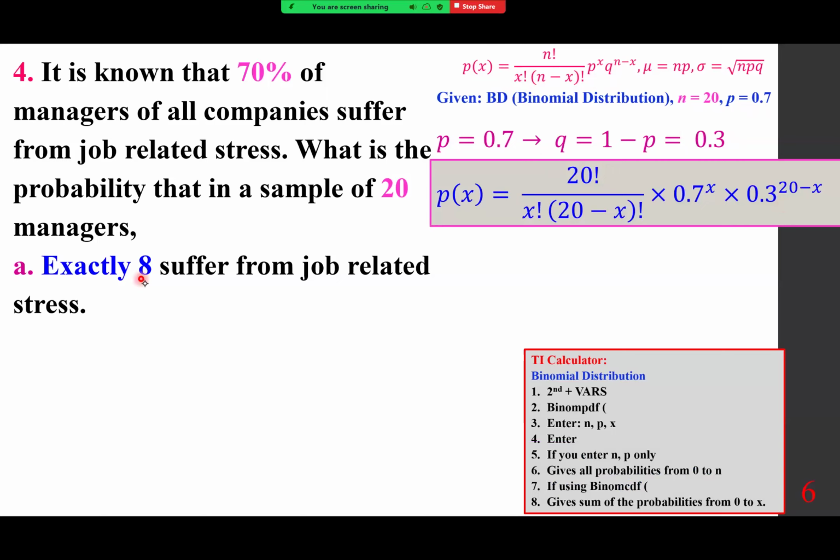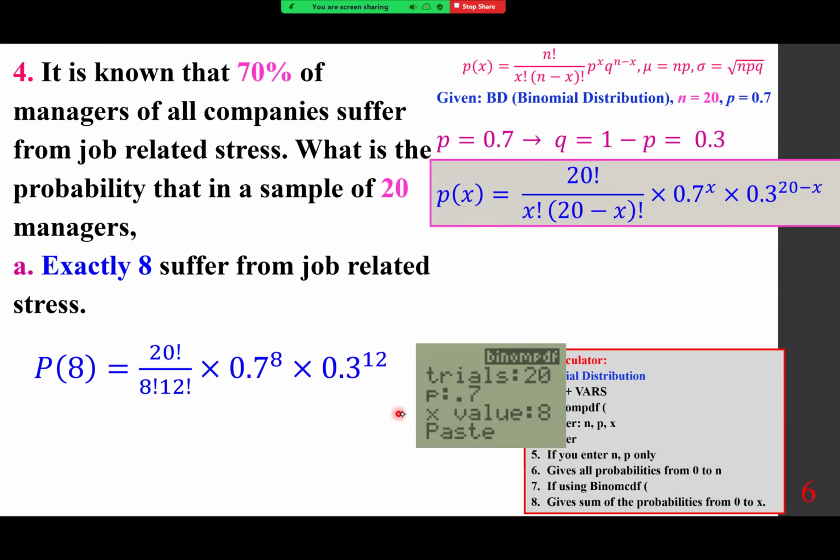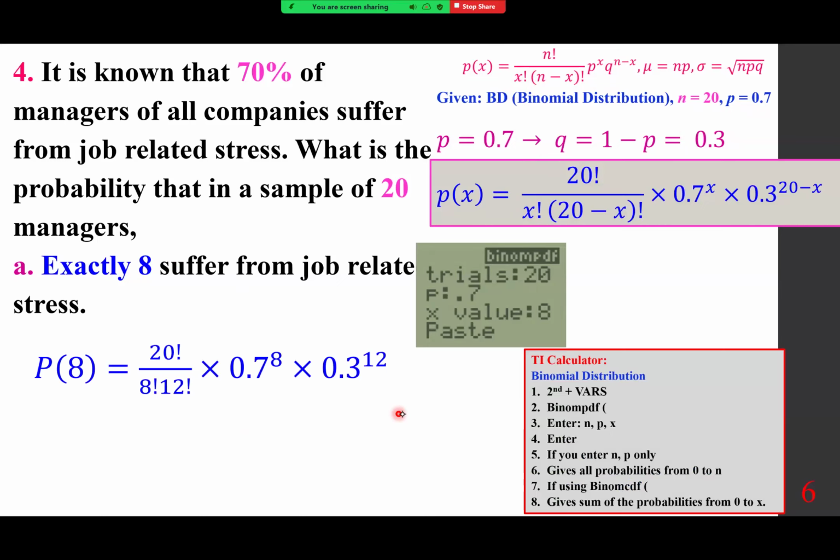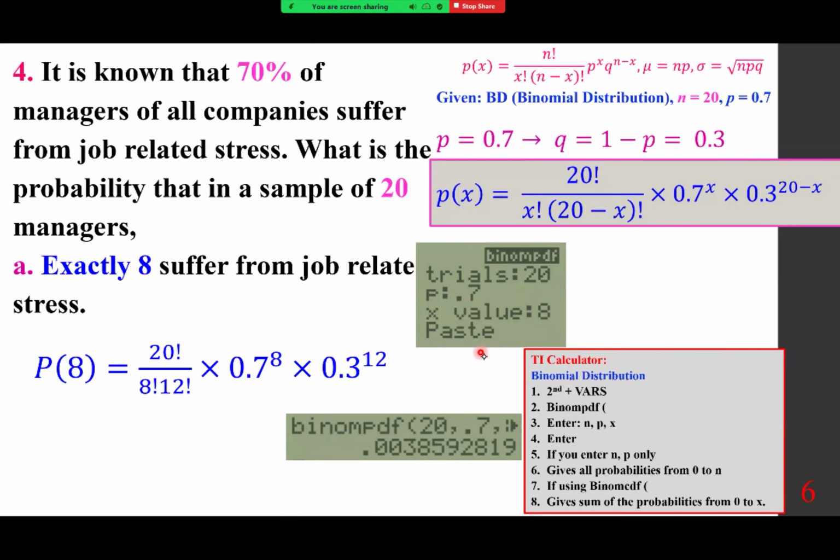Exactly 8. We are going to replace the X with number 8. So you do the math, or you can put this into a calculator as follows. Binomial PDF, N is 20, the number of trials. P is 0.7 or 70%. X is 8. And the result is what you have here.